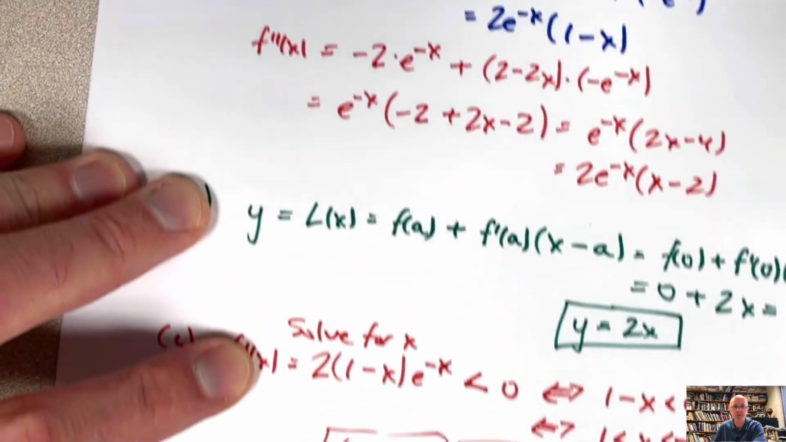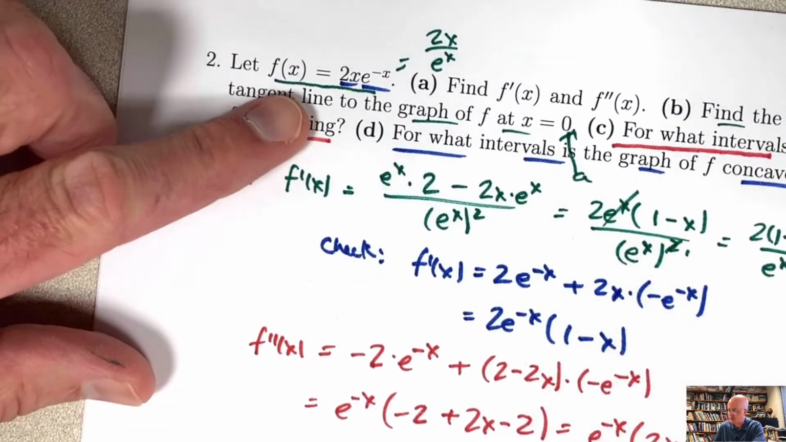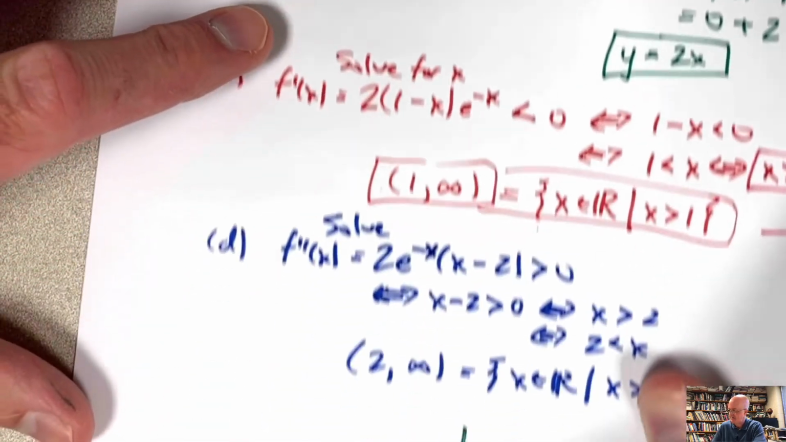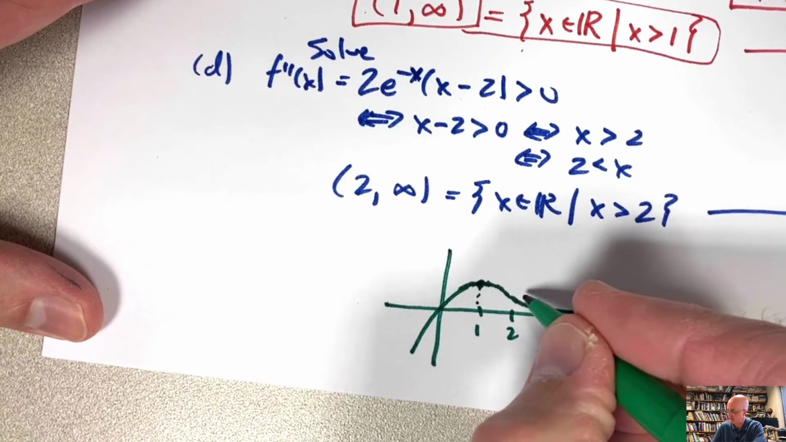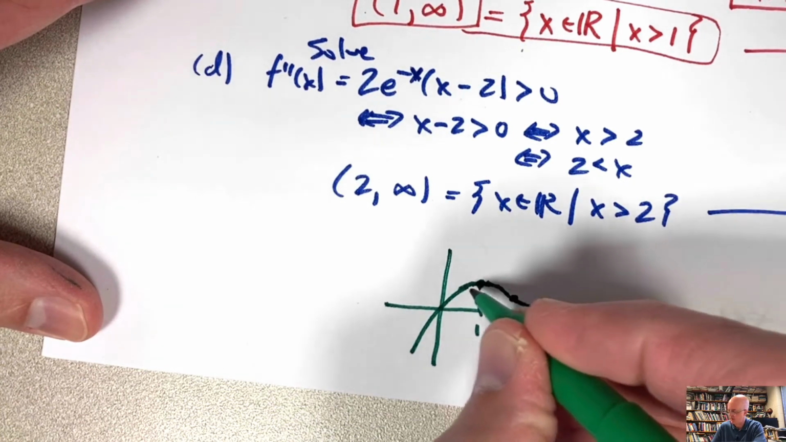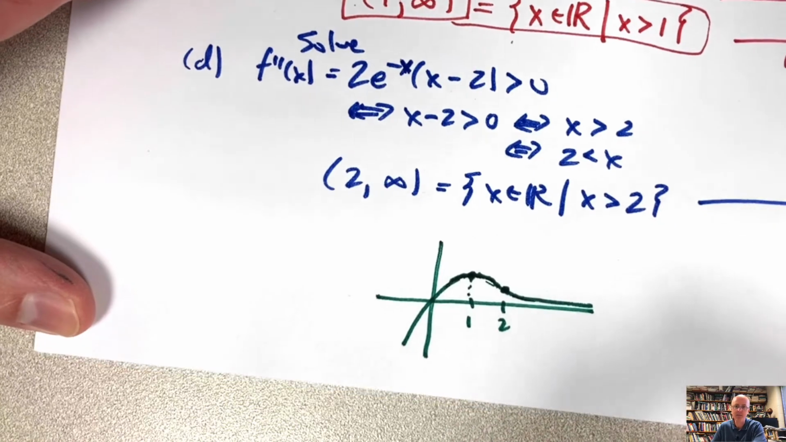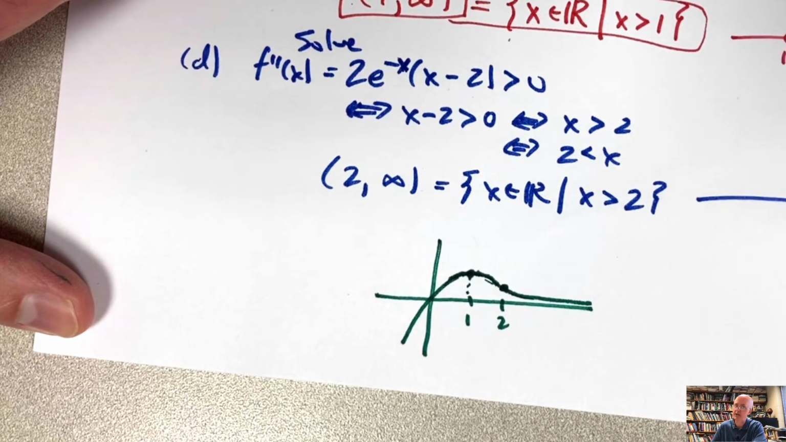What would the value there be? It would be 2 times 1 times e to the negative 1, which is 2 over e, the maximum value. And there's what's called an inflection point at x equals 2, where the graph changes concavity from concave down to concave up. Calculus is useful for sketching graphs.